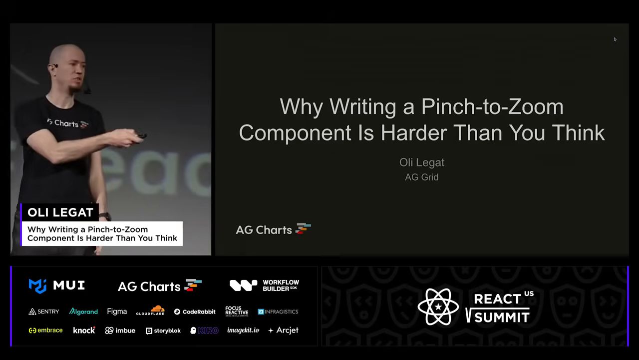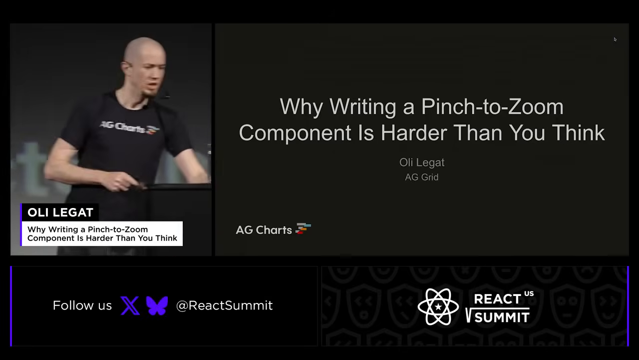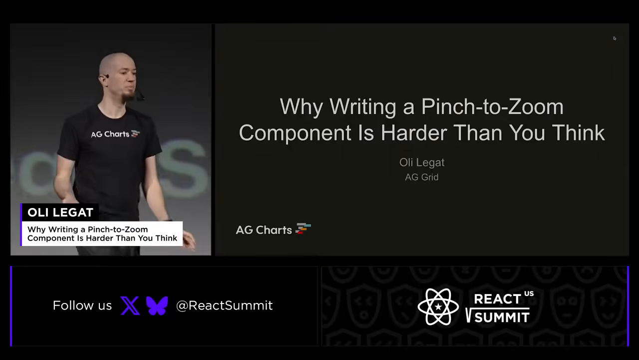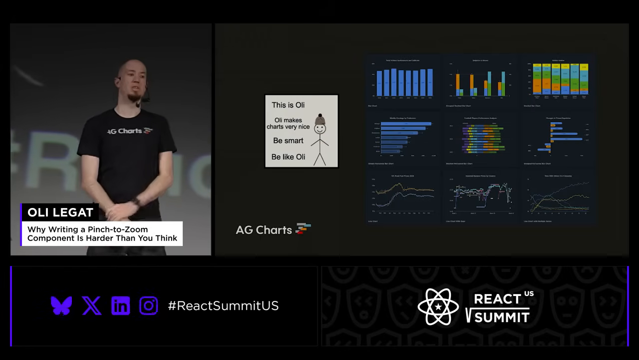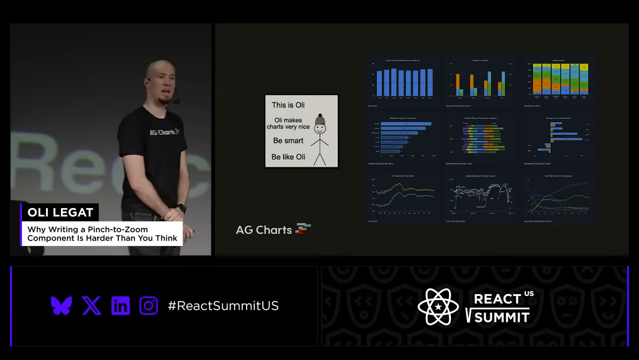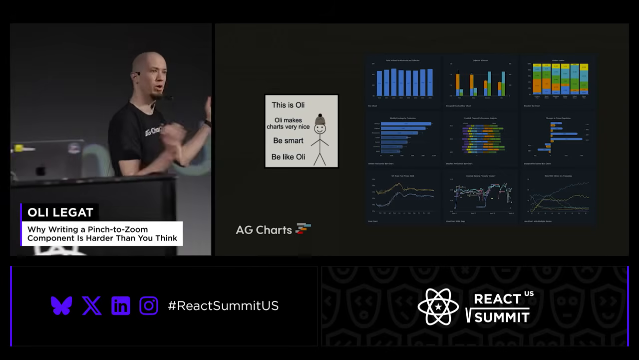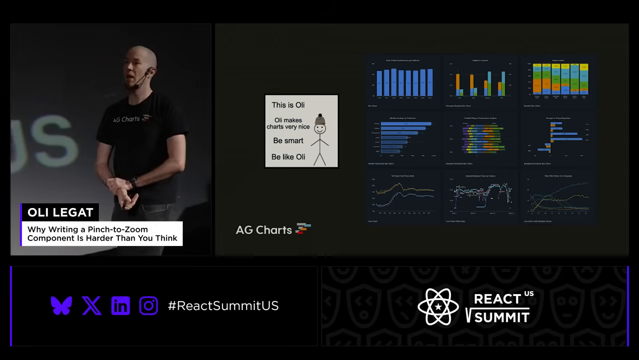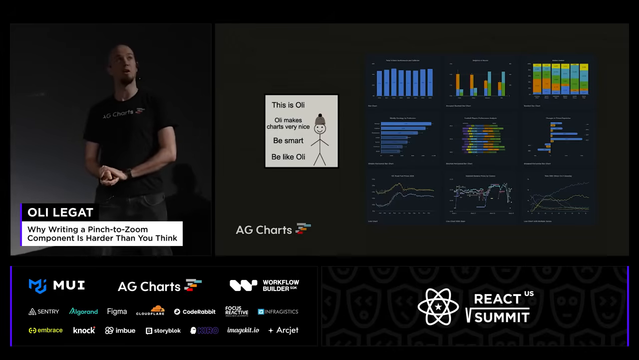So let me first give a quick introduction of myself. I am Ollie, and I work on the AG Charts team, which is basically just a front-end library for rendering data visualization charts, such as pie charts, bar charts, line charts, those sort of things. And we've got lots of different features. One of the key features is that our charts are interactive.